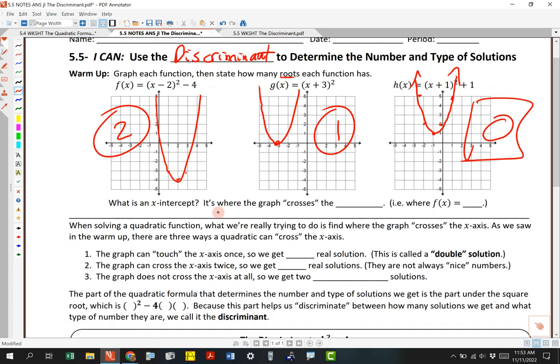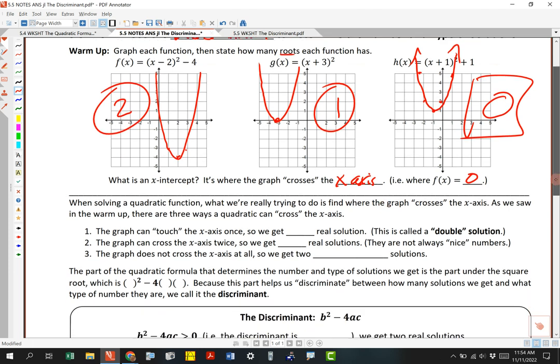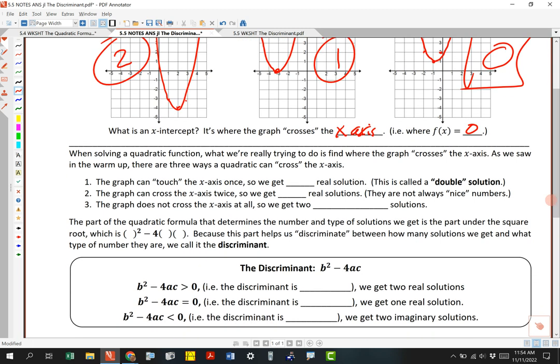So what's an x-intercept? It's where the graph crosses the x-axis. So by definition, if it's on the x-axis, the y-coordinate's got to be 0. It's where the function equals 0, which is again why we call them zeros. So when we're solving a quadratic function, what we're really trying to do is find where the parabola crosses the x-axis. Doesn't matter if they told us to graph it or not. In effect, that's what we're doing.